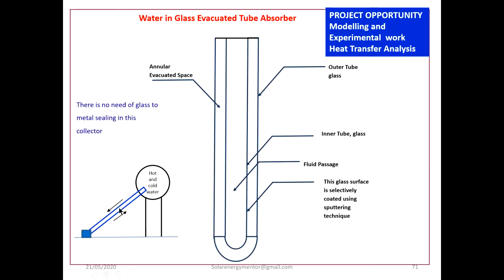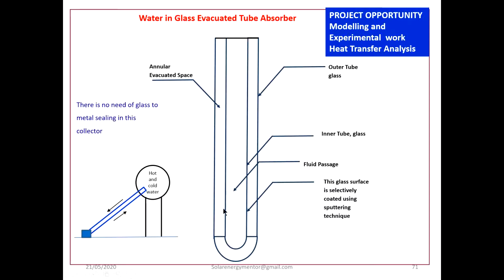So here again there is a project opportunity. What is the heat transfer analysis? What type of heat transfer coefficient prevails here? There is a great scope. This is a complex heat transfer phenomenon, so we can model this. So there is a scope for modeling in these types of evacuated tube collectors. For residential systems, these types of collectors are very popular. You might have seen these systems in many households.